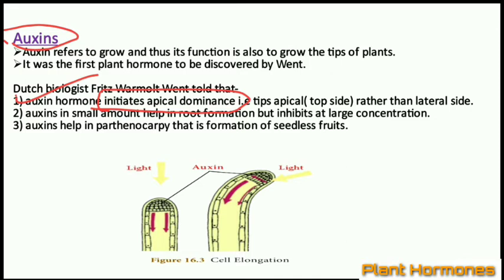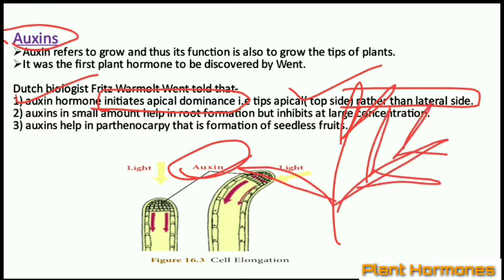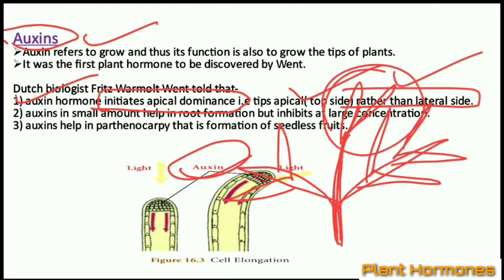Means at the top side of the plant, the growth is more due to auxin hormone as compared to the sides. This is a plant. This is the top of the plant. These are the sides. So these sides will not grow by the help of auxin hormone. These sides will not grow due to auxin hormone. Which portion will grow due to auxin hormone? This top side, this portion will grow first due to auxin hormone.